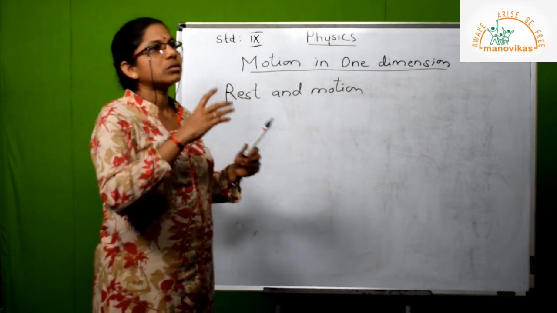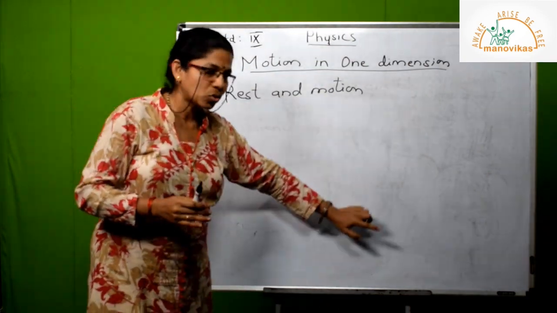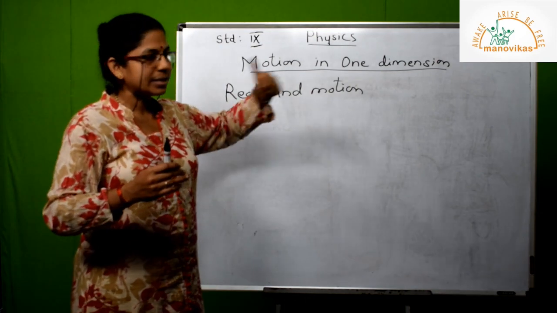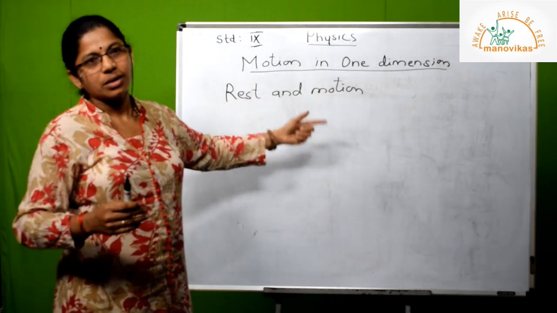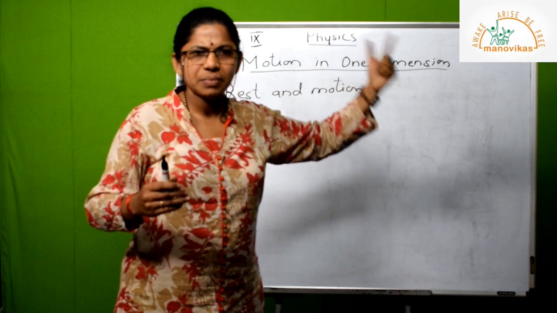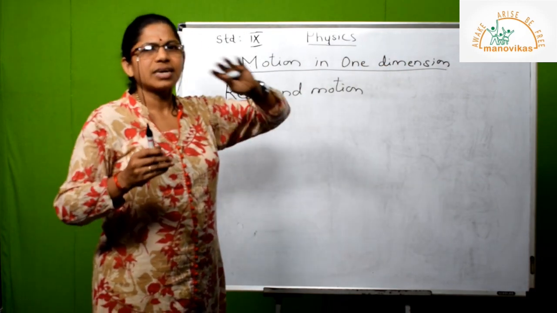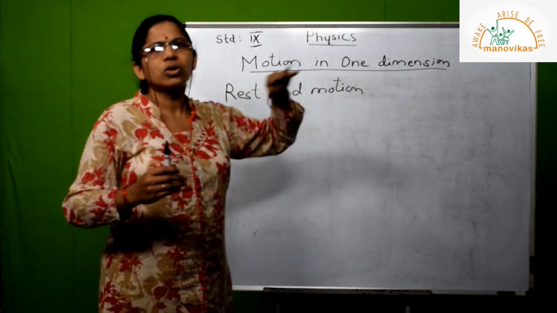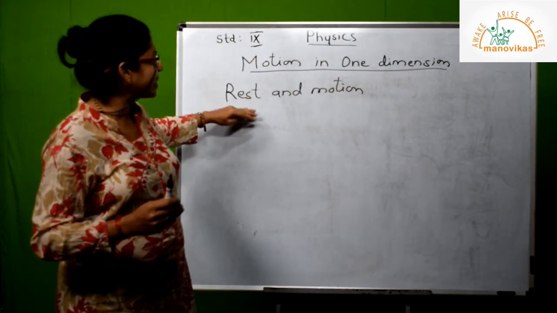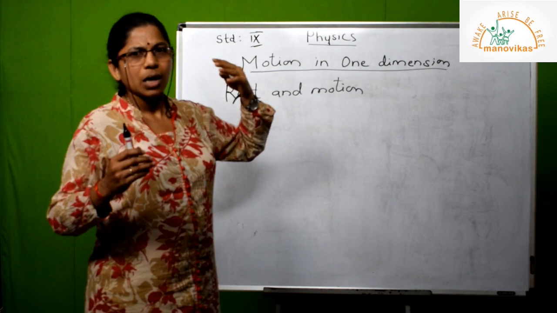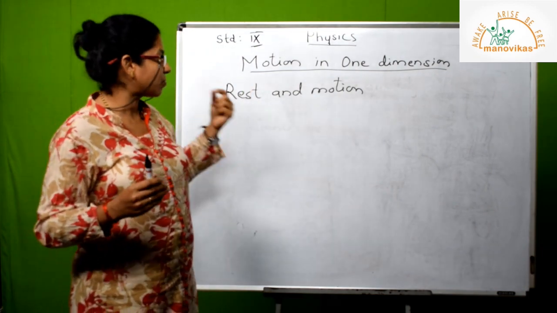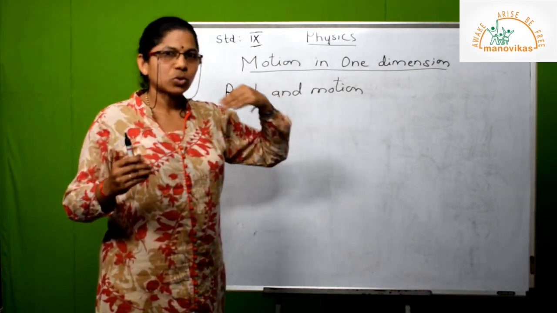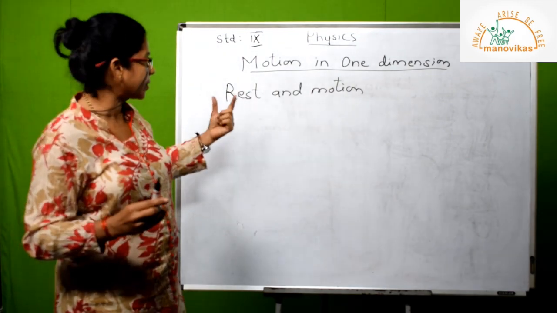Now this board, for example, which is here, for me it is at rest. But for an observer who is in space, since the earth is continuously rotating and revolving, this board will not be at rest. Instead it will be in motion. So it depends on the observer, right?